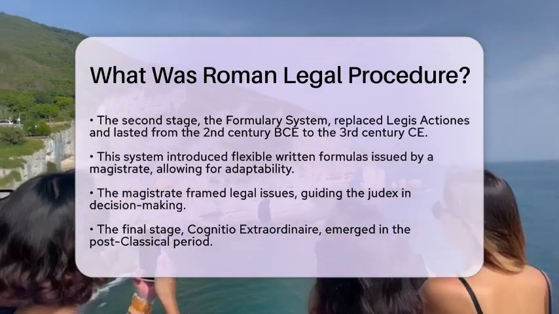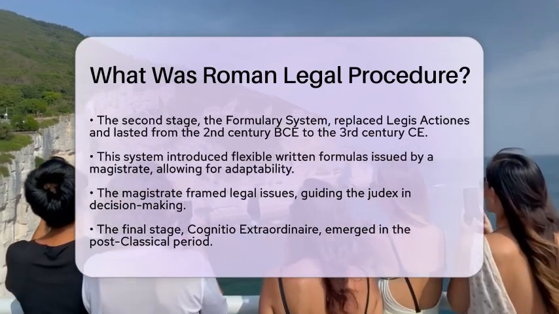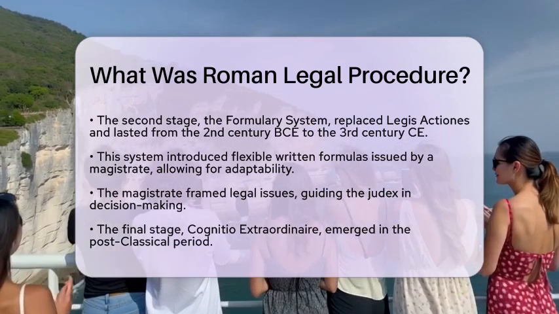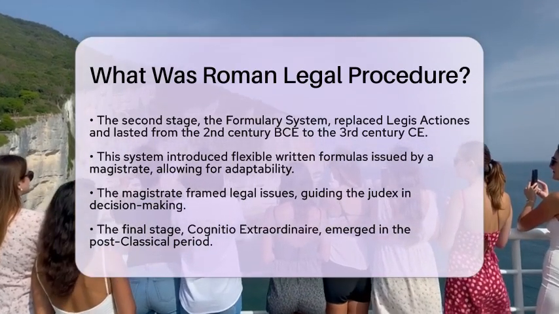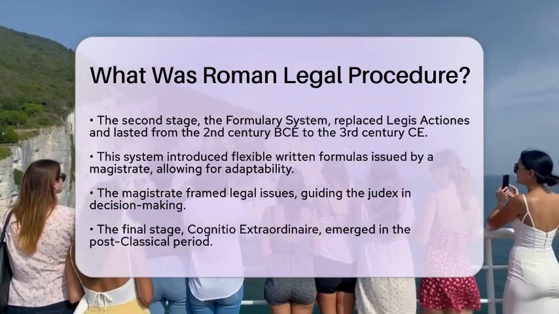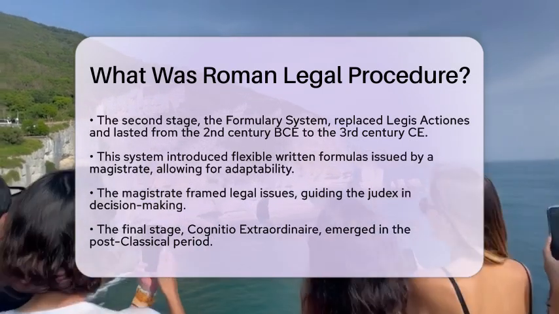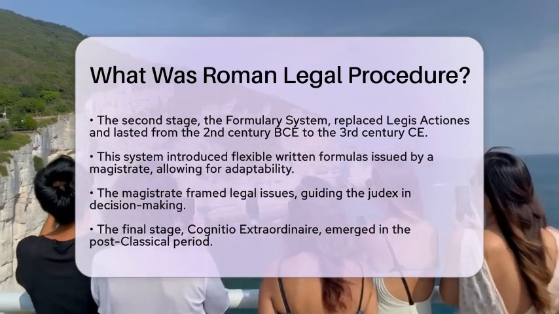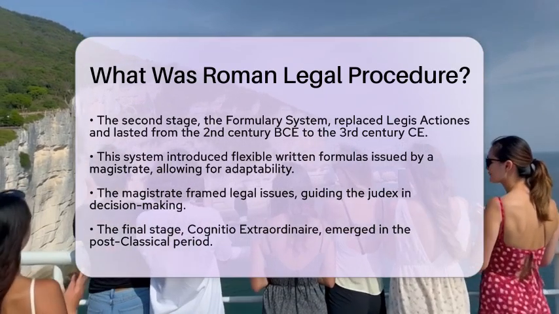The final stage is known as Cognitio Extraordinaria, which emerged in the post-classical period. In this phase, the procedure became more centralized. Magistrates or imperial officials handled the entire case, including investigation, trial, and enforcement. This system was less formal and more inquisitorial, with professional judges replacing lay judices. This evolution laid the groundwork for modern civil law procedures.